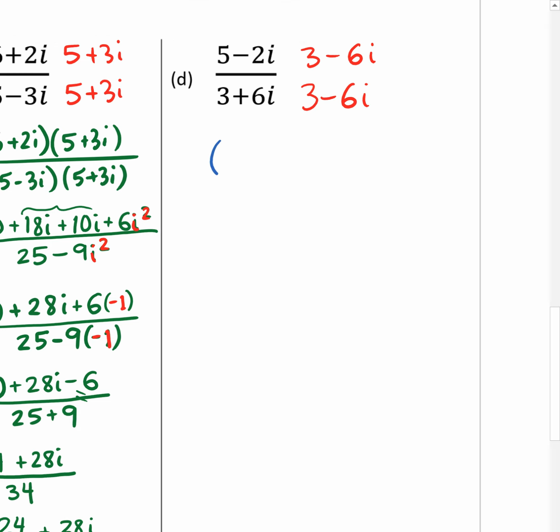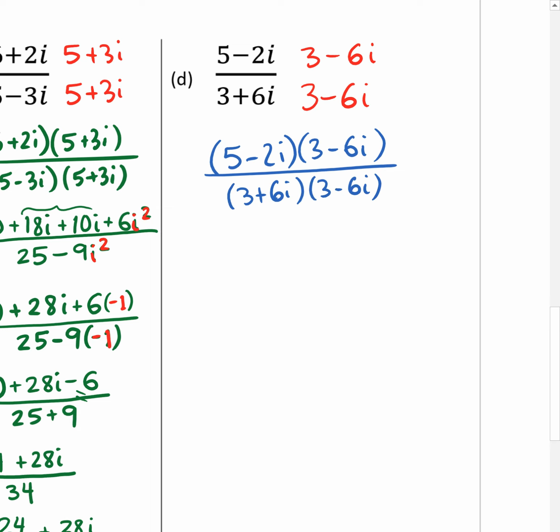We want to FOIL out the top, 5 minus 2i times 3 minus 6i. And then FOIL out the bottom, 3 plus 6i, 3 minus 6i. Although we know you don't have to multiply the outer and the inner for the denominator. But for the numerator, you do. I've got numerator first times first is 15. Outer times outer, negative 30i. Inner times inner, negative 6i. Last times last, positive 12i squared.